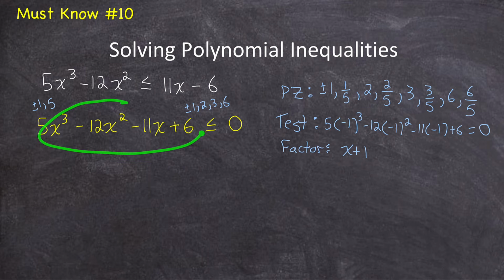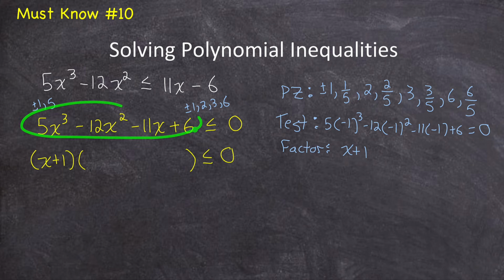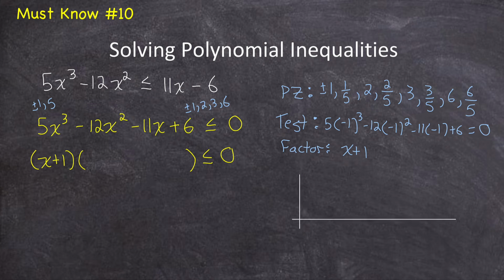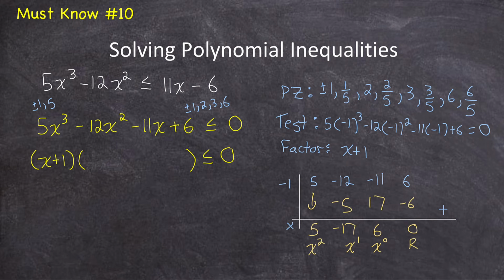So I can now split this polynomial into 2 factors: a factor of x plus 1, and then some other factor that is the quotient of this polynomial and x plus 1. So I'll do that division using synthetic division, off to the side here. I'll use the coefficients of that polynomial, and then the zero of the divisor is -1. Running the synthetic division, I see that the quotient is 5x squared minus 17x plus 6, so I can write that here as my second factor of the polynomial.